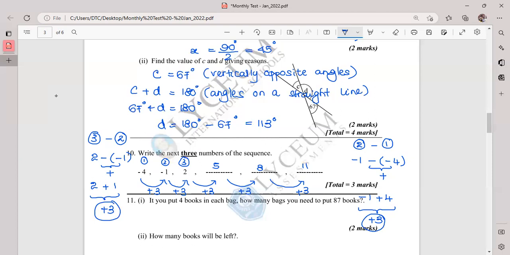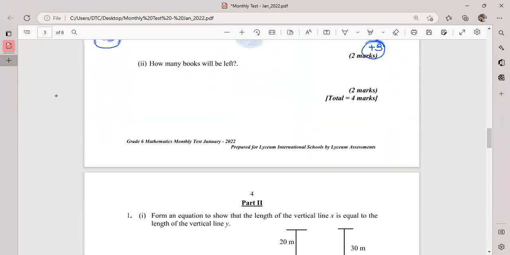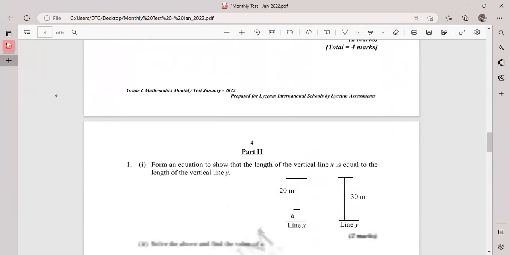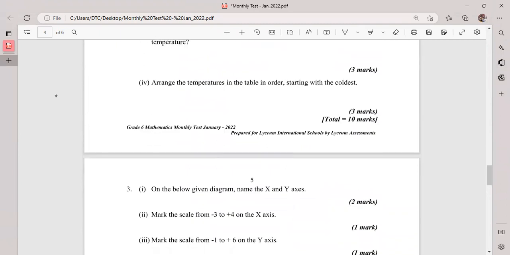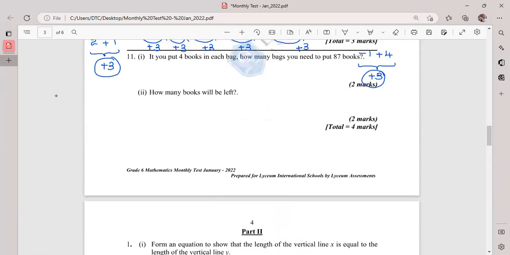So then 2 plus 3, 5, 5 plus 3, 8, 8 plus 3, 11. Okay, children, so that we have another 11. Yes, that will do the 11th one also. Then the next video is for part 2, right? So then I will discuss question number 11 also.